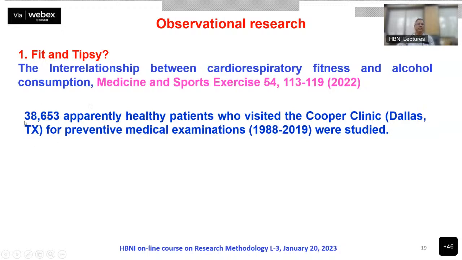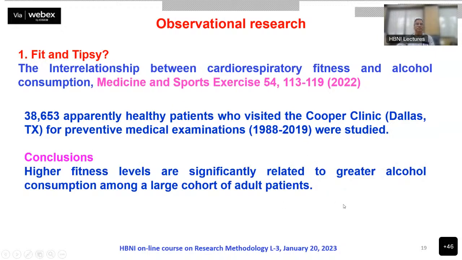They surveyed 38,653 apparently healthy patients who had been visiting this clinic for preventive medical examination during 1988 to 2019. You can see about 30, 31 years, these doctors studied these patients and concluded that higher fitness levels are significantly related to greater alcohol consumption among a large cohort of adult patients. Now, you can see the wording of this. It is not that higher consumption of alcohol will keep you highly fit. Significantly related to greater alcohol consumption.